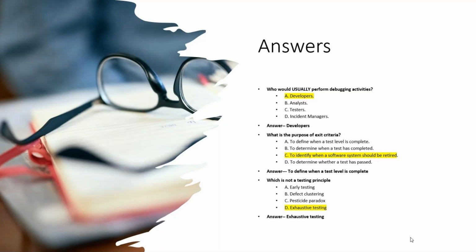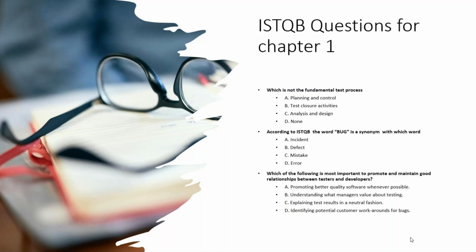Okay, so we did not cover the fundamental test process yet, so ignore this question. We'll understand this STLC cycle in tomorrow's class. So we'll go to the next question. According to ISTQB, the word bug is a synonym for which word? Bug is also called a defect. Defect. Okay, all right.